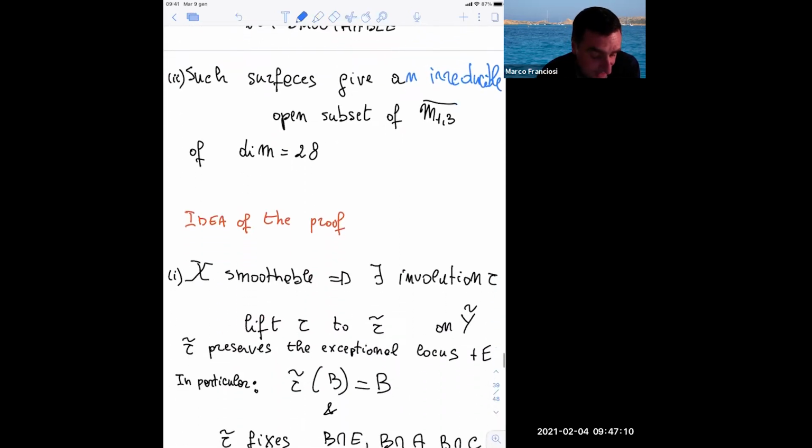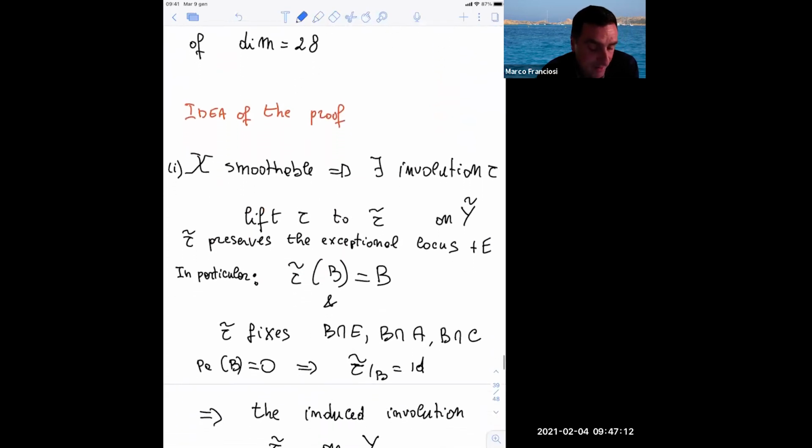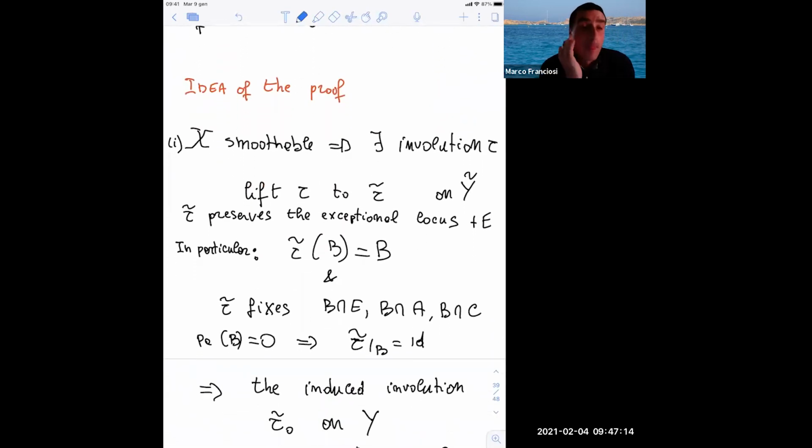So, what is the idea of the proof? The idea of the proof is to use the involution. So, if X was smoothable, then there should be an involution on X. So we lift such involution tau to tau tilde on Y tilde. Such tau tilde preserves the exceptional locus and also the exceptional curve E with self-intersection -1.